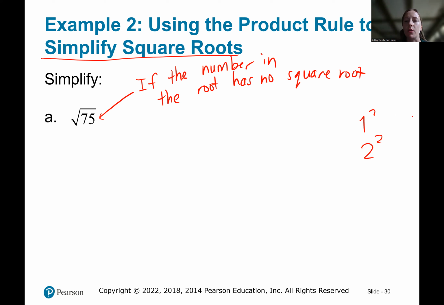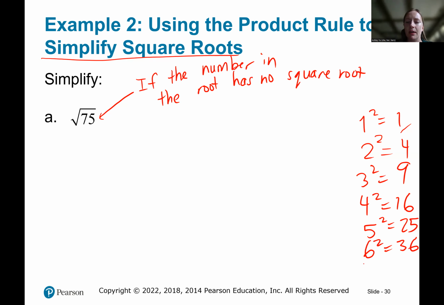1 to the second power is 1. That's not right. 2 to the second power is 4. 3 to the second power is 9. 4 to the second power is 16. 5 to the second power is 25. 6 to the second power is 36. I'm not going to go too high. 7 to the second power is 49. Oops. 8 to the second power is 64. 9 to the second power is 81. Maybe 10, I'll stop there. 10 to the second power is 100.